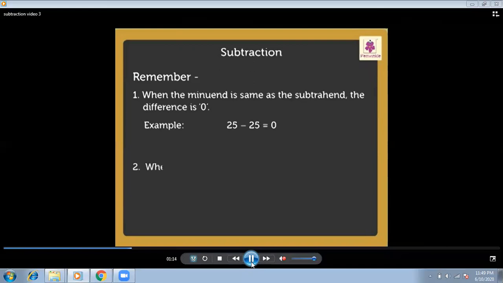Second, when 0 is the subtrahend, the difference is the minuend. Means if you are subtracting 0 from any number, you know very well that number is our answer. For example, 25 minus 0 is equal to 25.